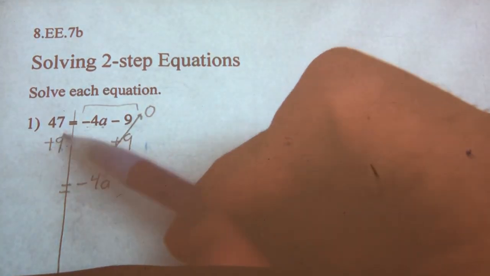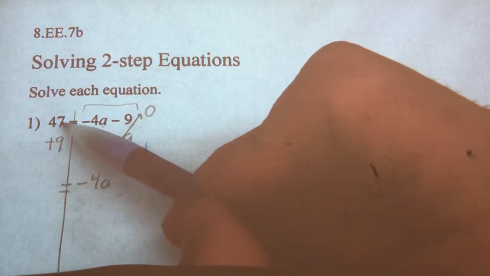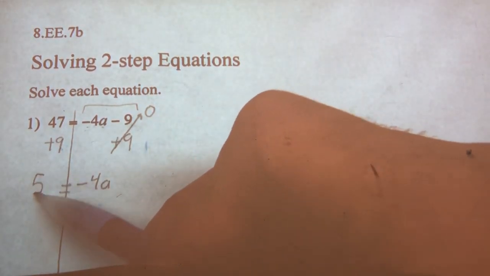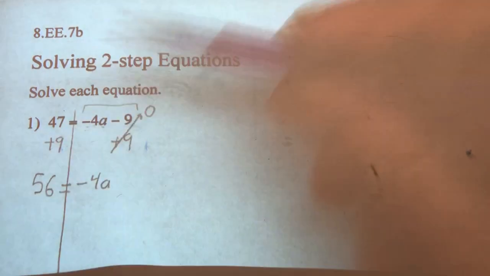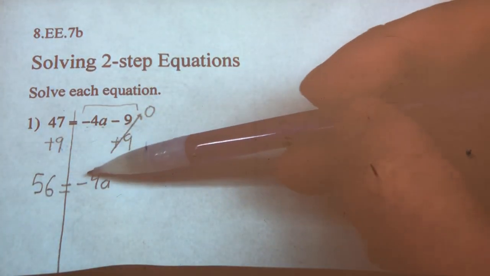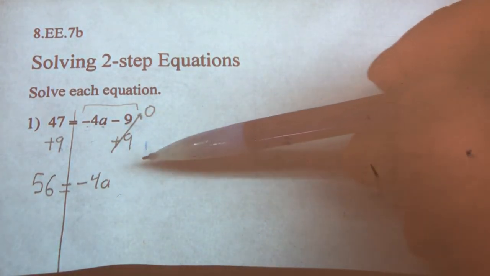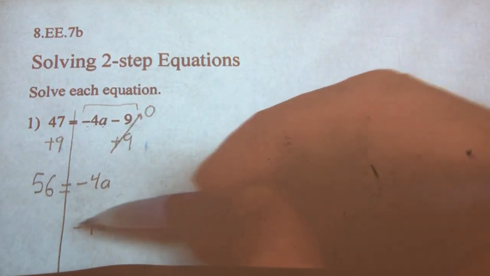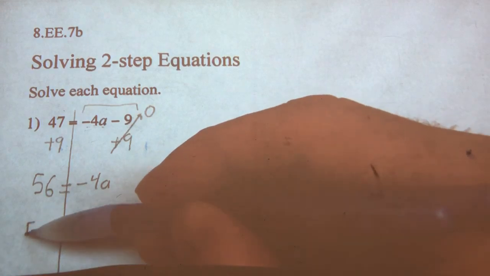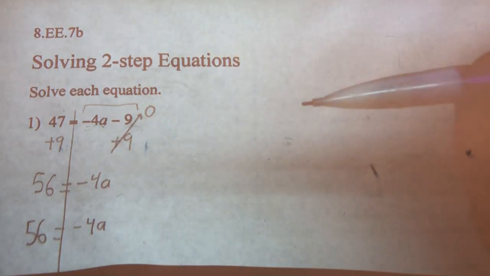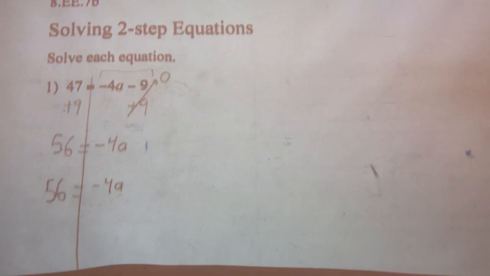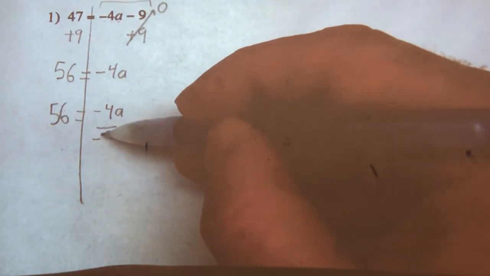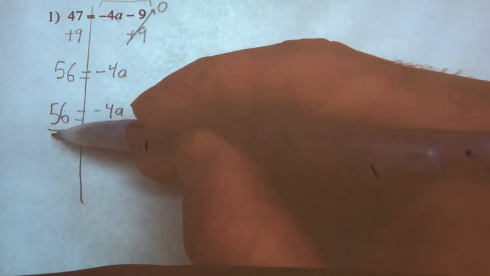And then we have to do whatever calculation we have on the other side here. So 47 plus 9 is 56. So now our equation is 56 equals -4a, or -4 times a. So we do the inverse of multiplying by -4, which would be dividing by -4. So we'll divide both sides by -4.